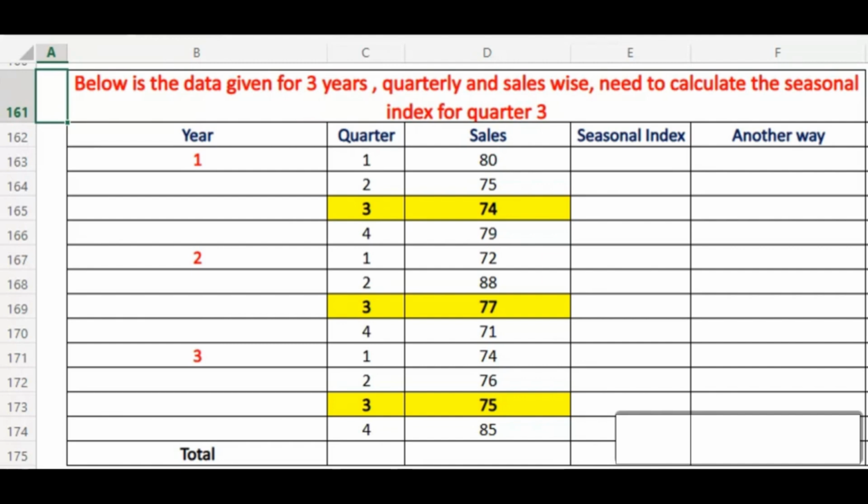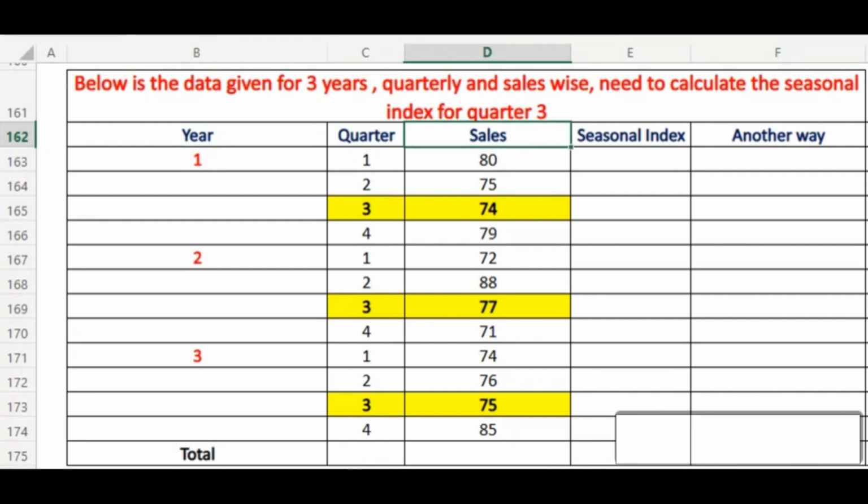So now you can see that I have data in front of my screen. So the question is, below is the data given for 3 years, quarterly and sales wise. We need to calculate the seasonal index for quarter three, which is highlighted in yellow. So these are the years. I have 3 years, 1, 2, 3. And then we have sales. On the basis of that, we have to calculate the seasonal index.